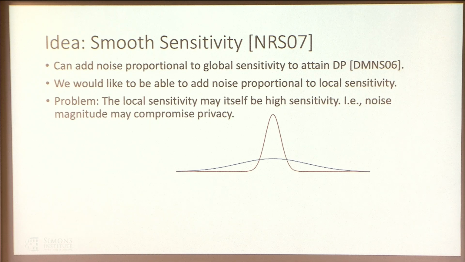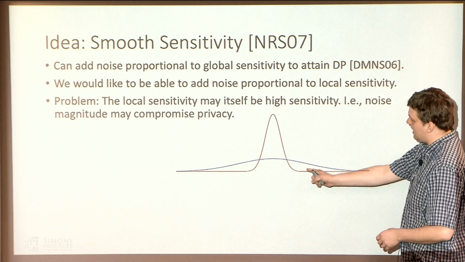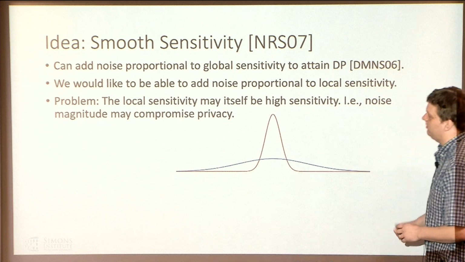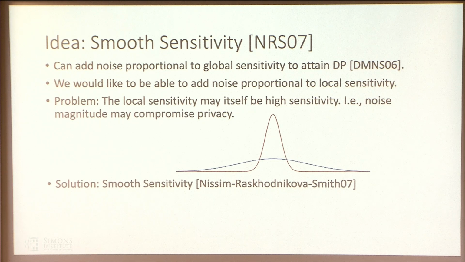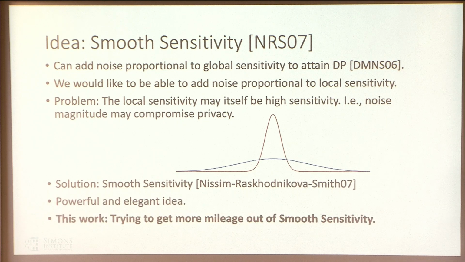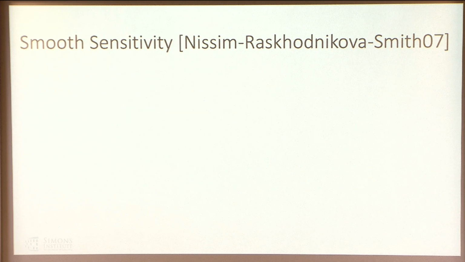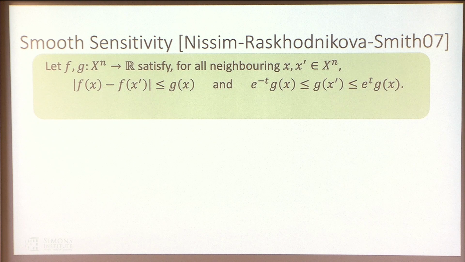For example, these two distributions have exactly the same mean but totally different variances, and you could probably tell these two apart. If you get a sample from out here, it's much more likely from the blue than from the red. The solution is this smooth sensitivity, which is a really, really beautiful idea. The point of this talk is to re-examine this idea and see if we can get more mileage out of it.